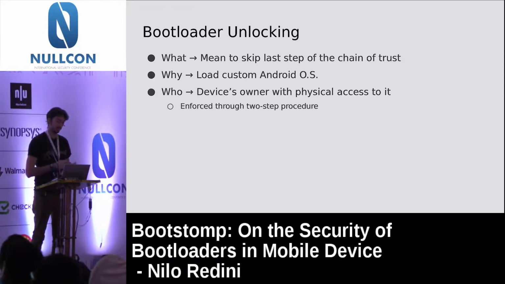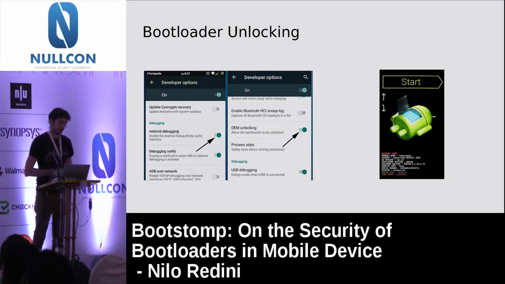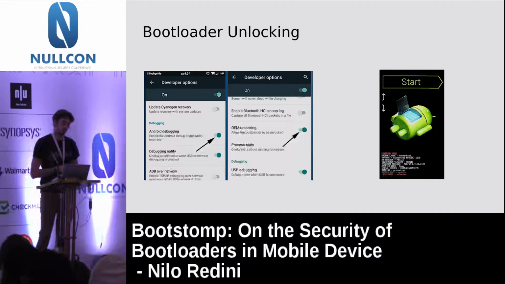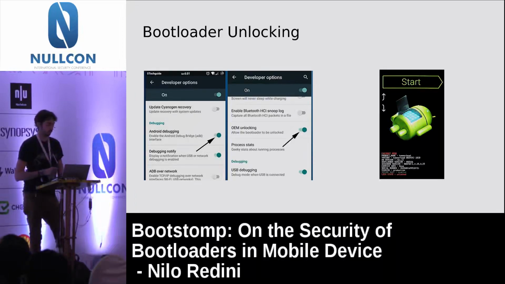And this last step is actually enforced through a two-step procedure. Let's see this procedure. First of all, the user has to unlock the phone, using his PIN, his password, whatever. He has to set a precise option in the Android options called OEM unlocking. After that, she has to reboot the device, enter what is called the fastboot mode, and send some commands to finally unlock the bootloader.